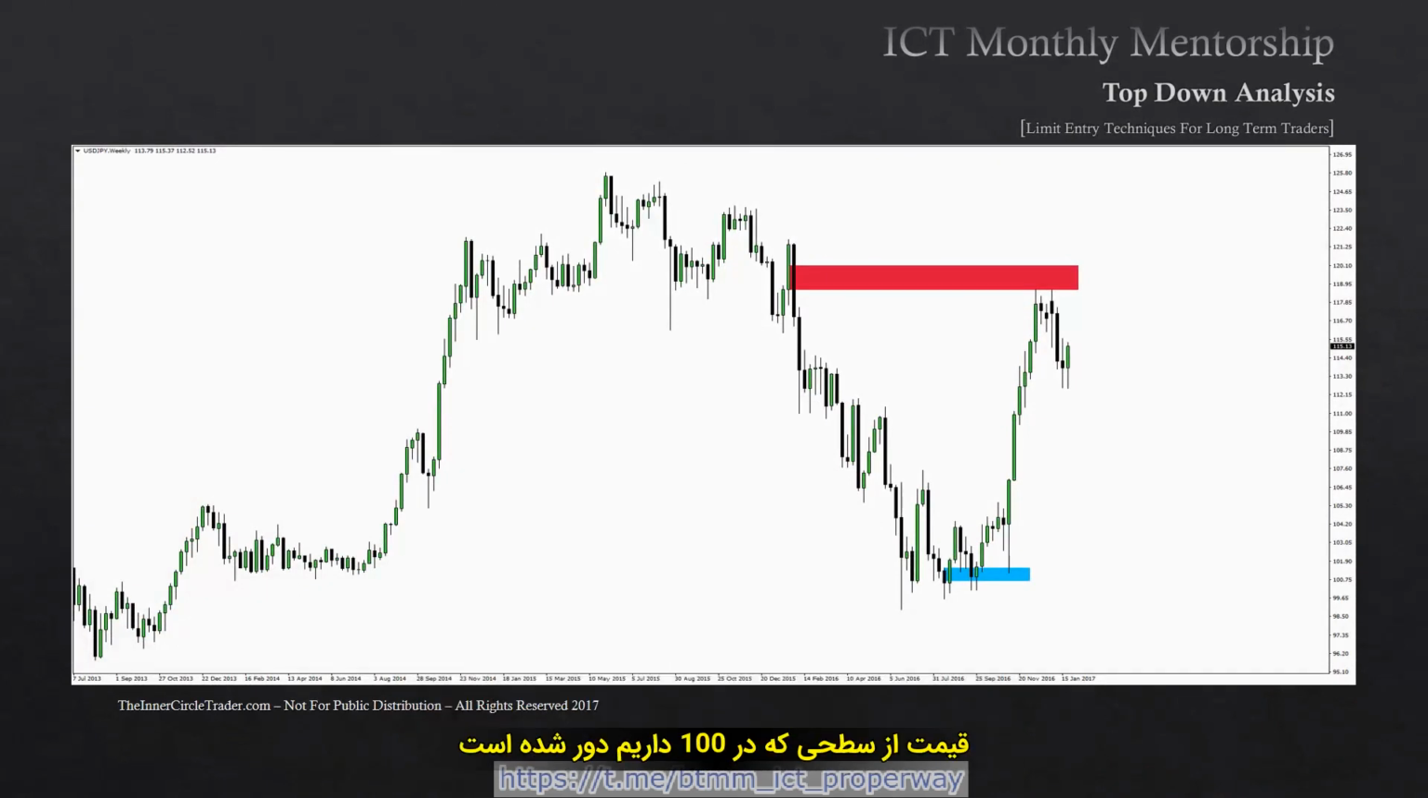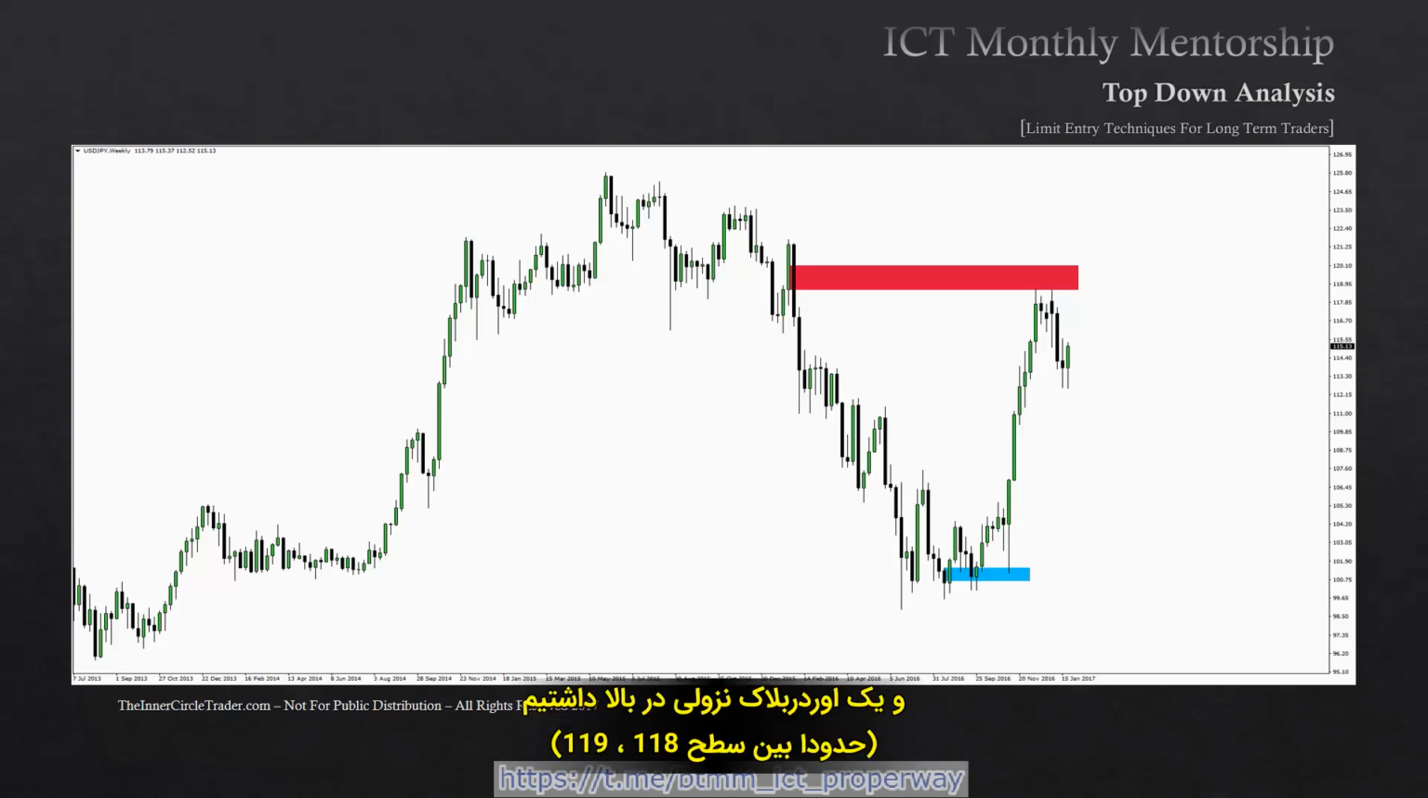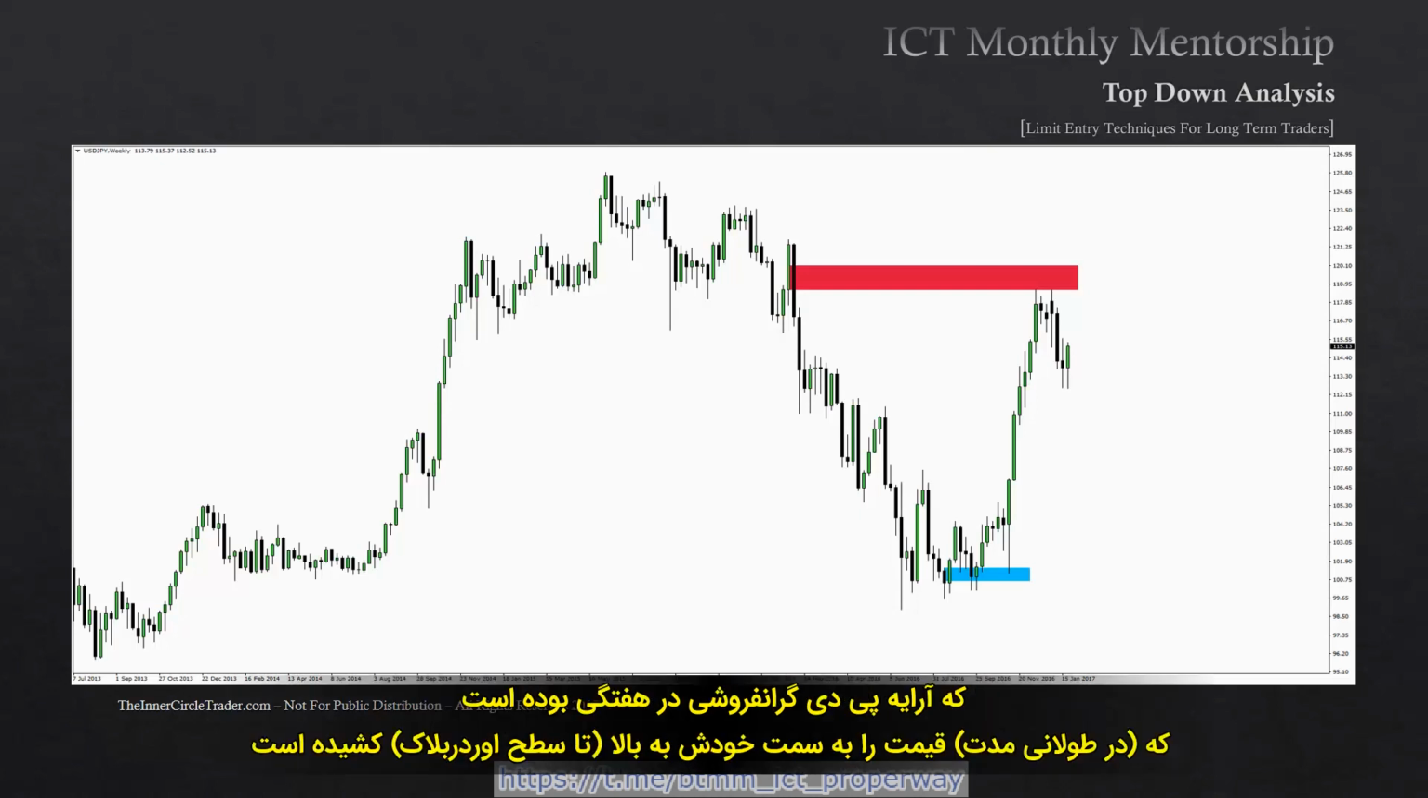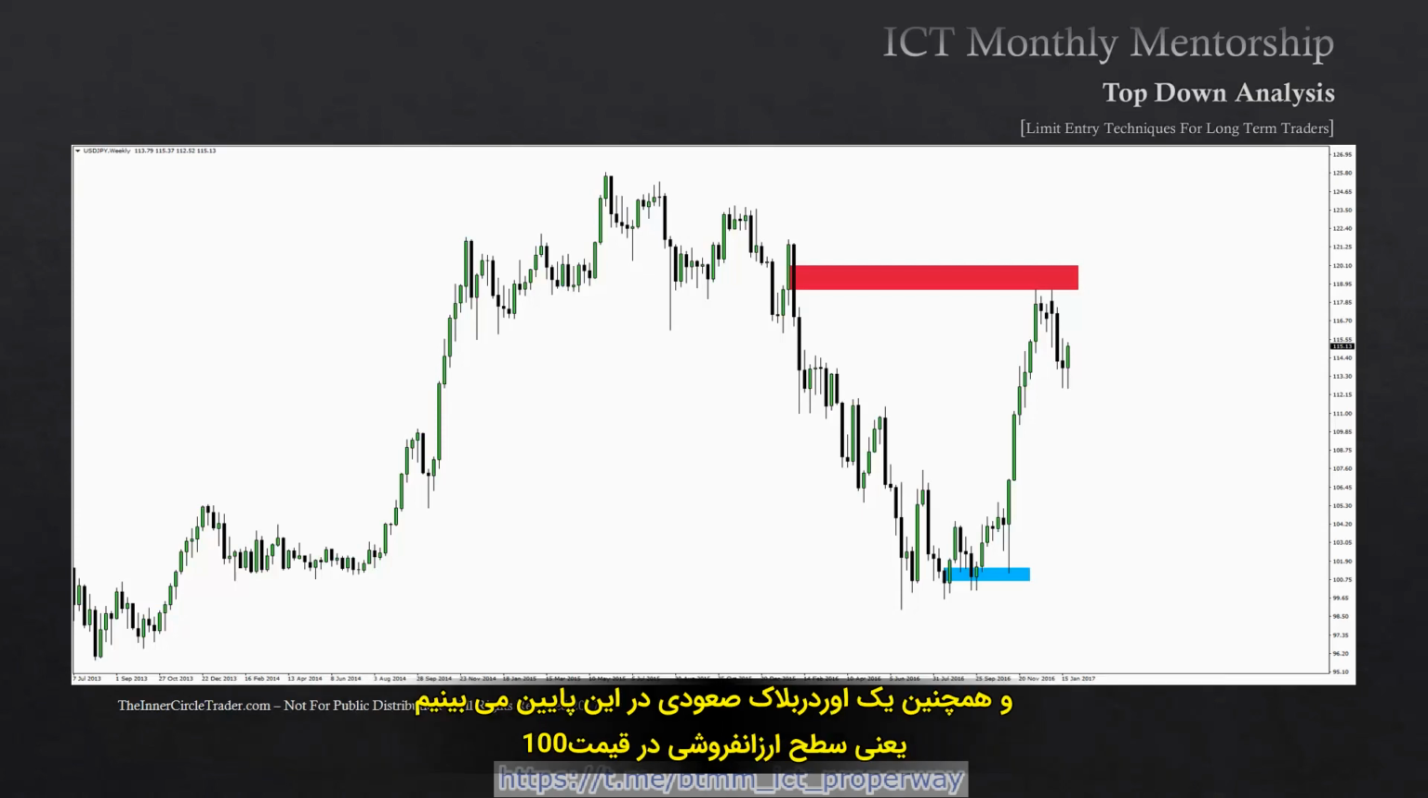You can see how price was moving away from that 100 level. And there was a bearish order block up around that 118, 119 level. And that was the weekly premium PD array that would draw price up to that level long term. And we saw a bullish order block down in the discount level at 100. So you saw the willingness to want to bounce off that level.